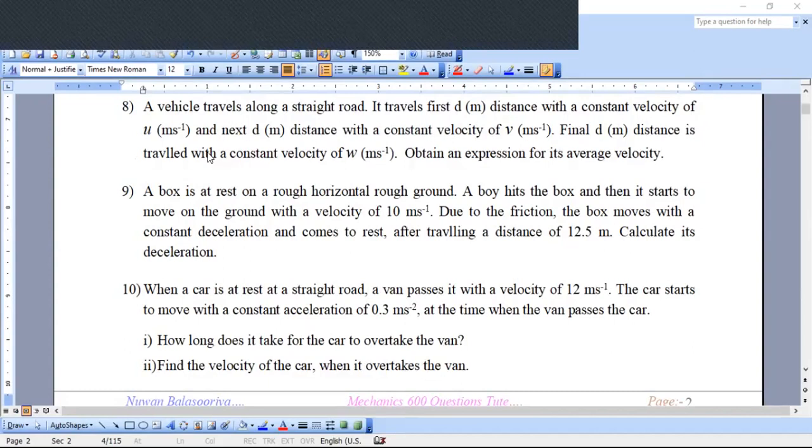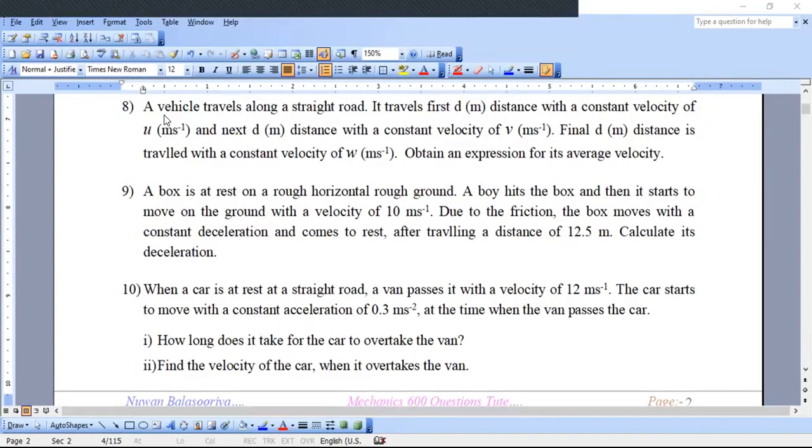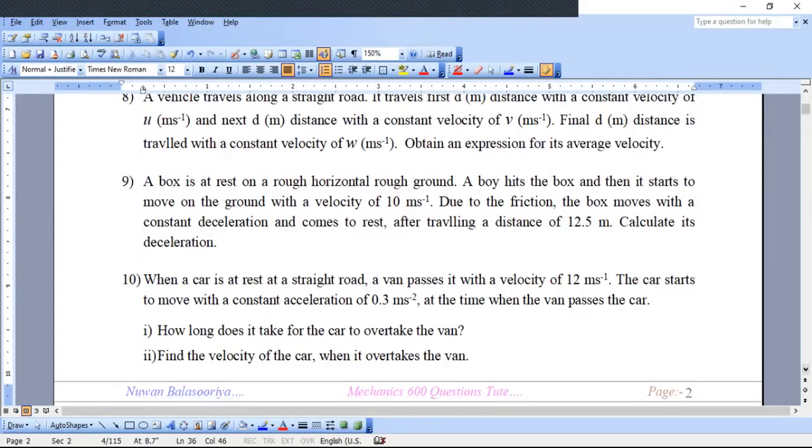Actually, it's very similar to the previous question, but no acceleration, but almost very similar to the previous one. A vehicle travels along a straight road. It travels first d meter with the constant velocity of u meter per second. The next d meter distance travels with the constant velocity of v meter per second. Final d meter distance travels with the velocity of w meter per second. Obtain an expression for its average velocity. So let's give a try here.